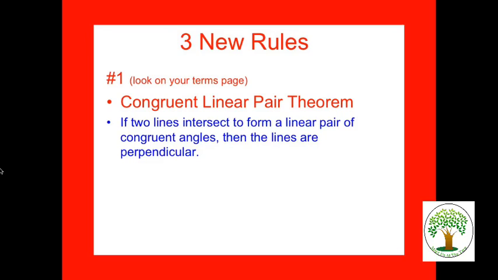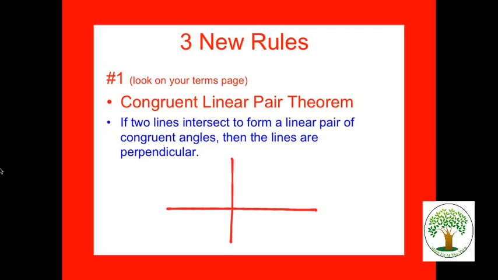So the if part is the picture that I'm going to be drawing. If I have two lines intersect to form a linear pair of congruent angles, I'm going to have a line, and my other line has to intersect and be linear pairs, and they have to be congruent. So what kind of line do I have to draw? A 90-degree angle. I have to draw a 90-degree angle because this angle here has to be congruent to that one. If I would have drawn it slanted, these two angles would not have been equal. I have to draw 90 degrees on both sides. The only way it works.